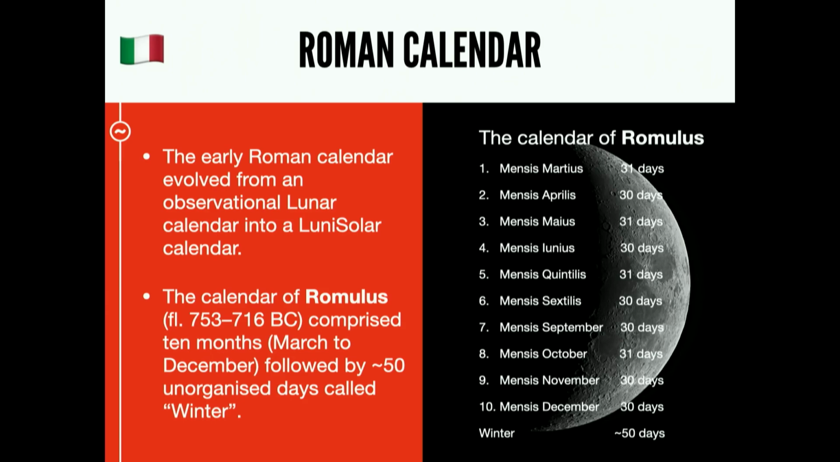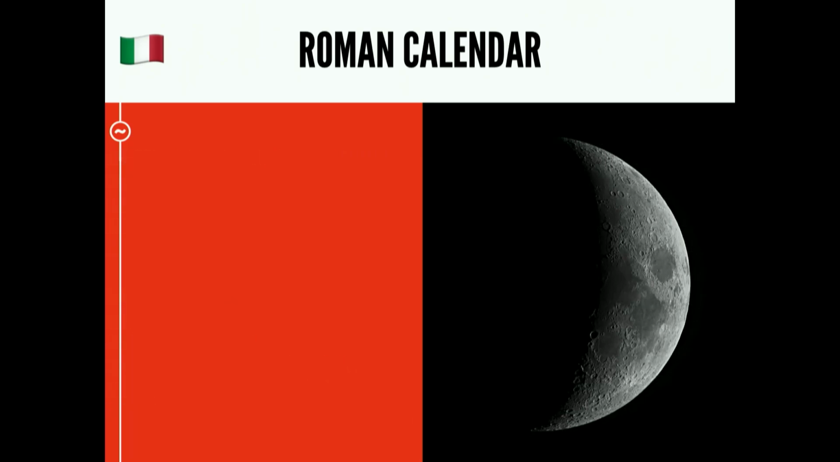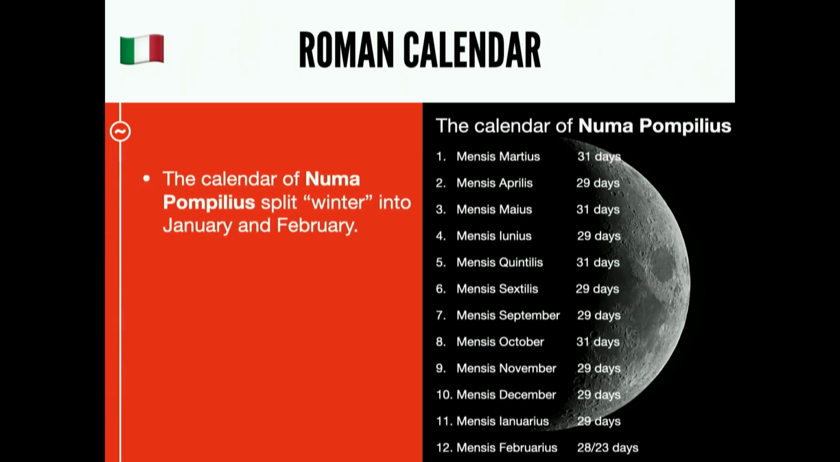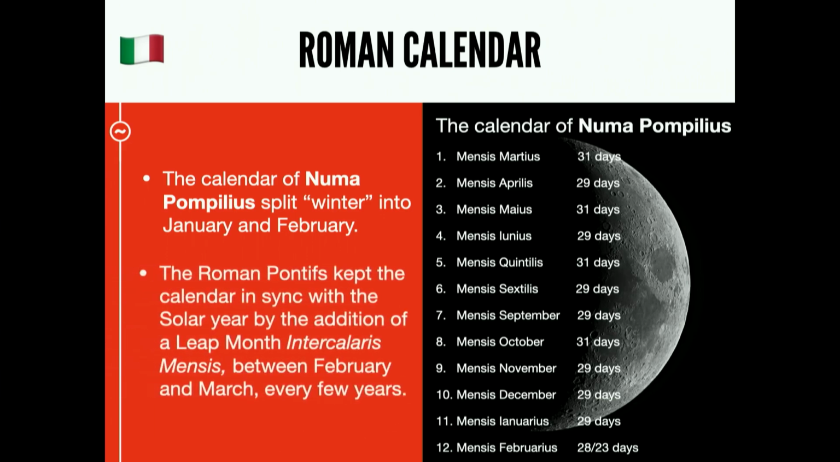So you're familiar probably with Romulus and Remus. So this is Romulus, founder of Rome, gives us a calendar that has 10 months and a sort of unstructured amount of time at the end just called winter. So fine, I kind of vibe with that. I quite like that. Winter's just a bit of a write-off for me. So his successor, Numa Pompilius, takes winter, splits it into January and February. Notice also we're beginning the year in March, which was typical back then.